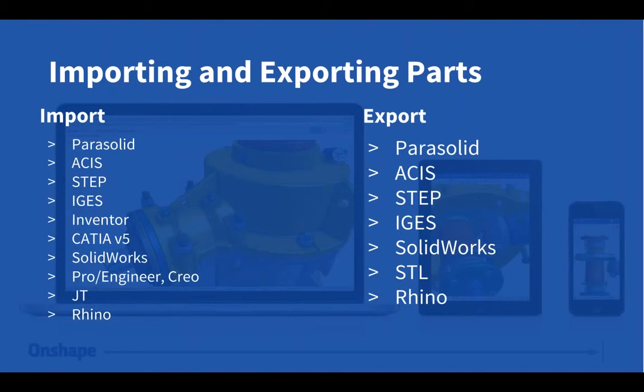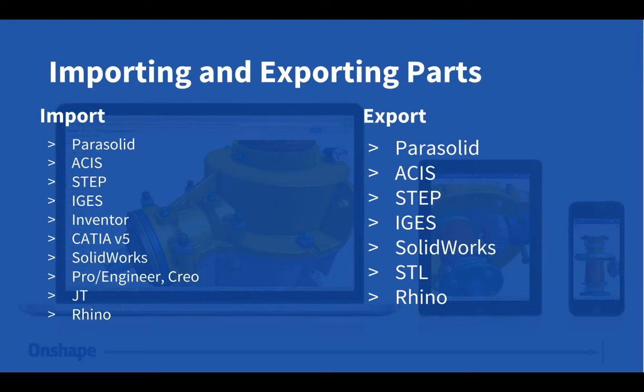And there's a lot more formats than just SolidWorks that are supported. So, of course, we can import and export SolidWorks parts, and that's on the list. But there are many other files as well. So I'm going to go through each of the different formats for parts, assemblies, and drawings. So bear with me. For import, we can import Parasolid, ACIS, Step, and IGES, Inventor, CATIA V5, SolidWorks, ProE or Creo, JT, and Rhino files.